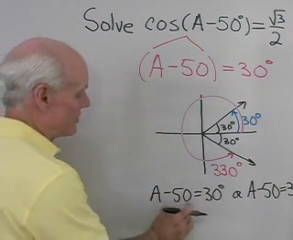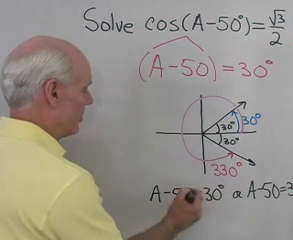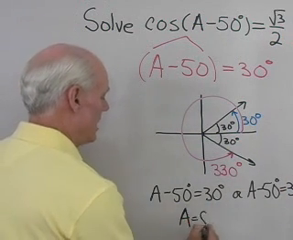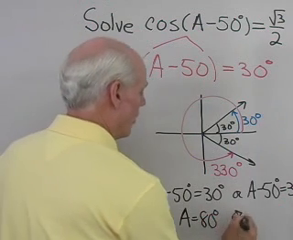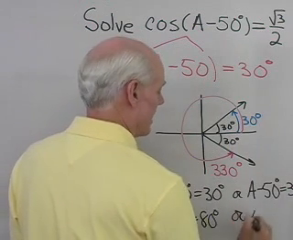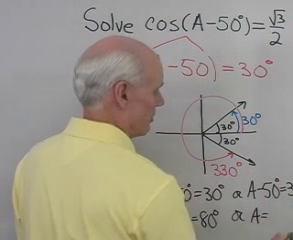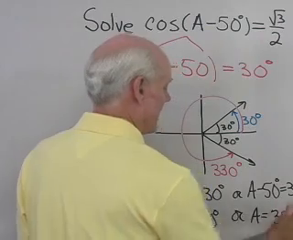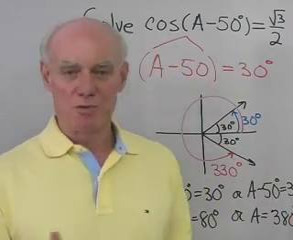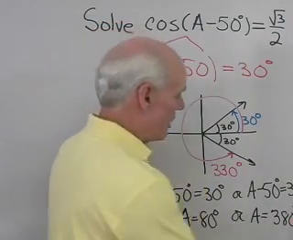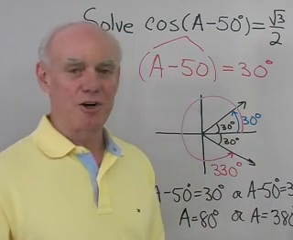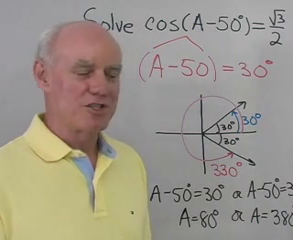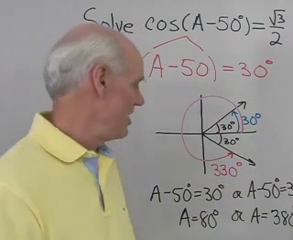So if A minus 50 is 30 degrees, I add 50 to both sides. Whoops, let me put my degrees in here. A is equal to 80 degrees. Or, in this case, I add 50 to both sides. I get A is equal to 330 plus 50 is 380 degrees. But now I'd like to write my solutions between 0 and 360. So 380 degrees is actually coterminal with just 20 degrees, right? 20 degrees plus 360 degrees is going to be 380 degrees.